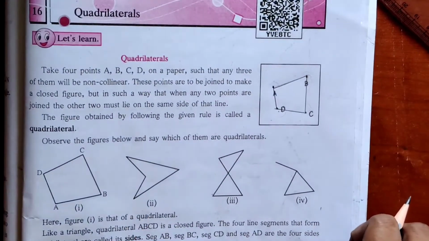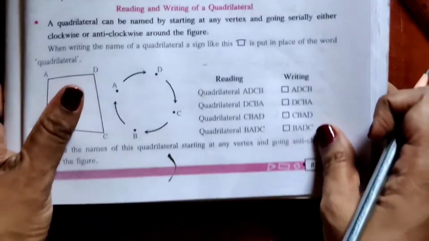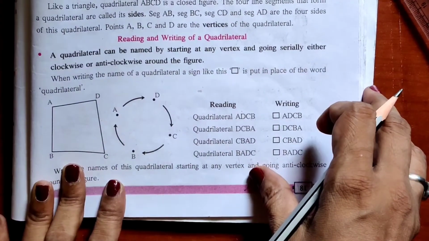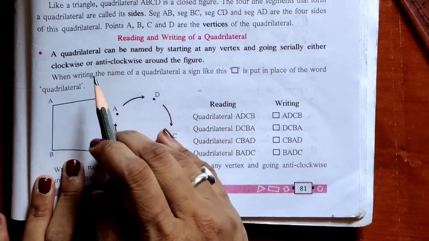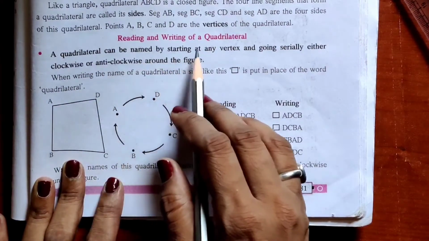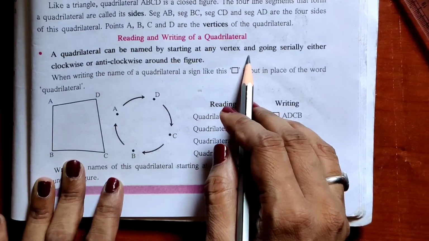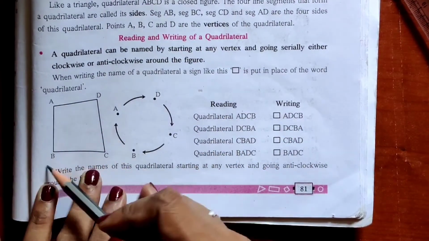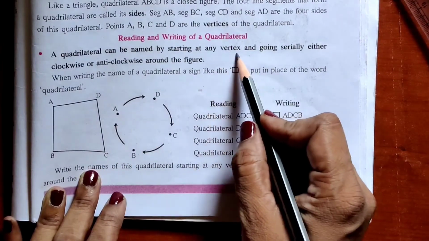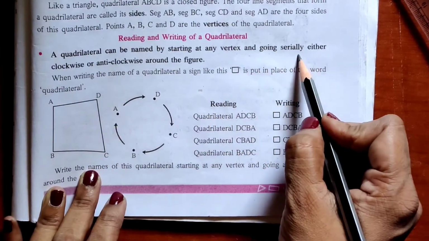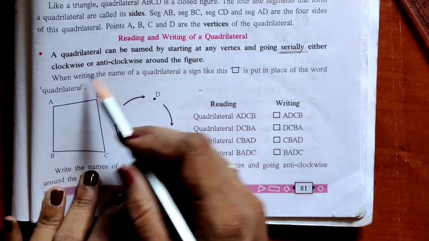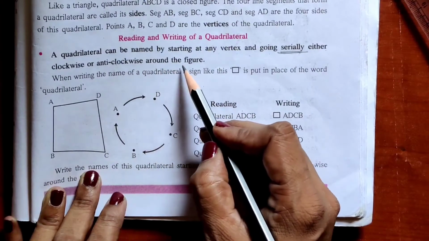Okay, now let us see how to read and write quadrilateral. So how can we read? A quadrilateral can be named by starting at any vertex. You can start from any vertex. As we all know, quadrilateral always has 4 vertices. So we can start from any vertex and go serially. It is very important we have to go serially, either clockwise or anti-clockwise around the figure.